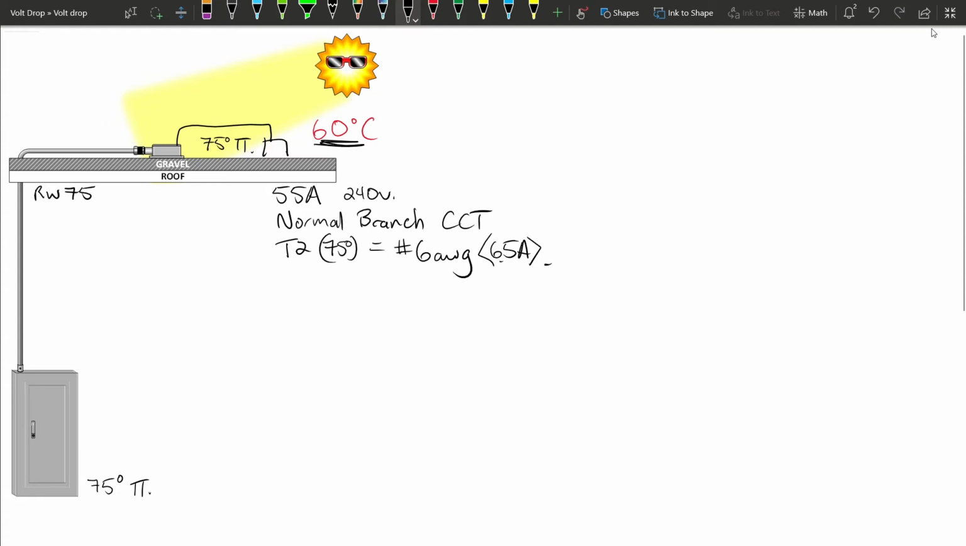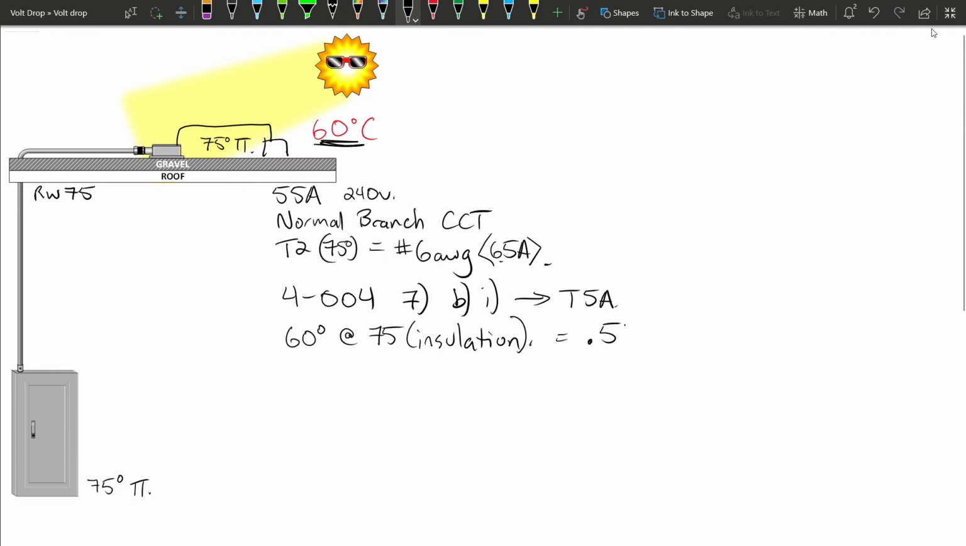So if we take a look at 4-004, Subrule 7, item B, item I, tells me that if I have higher than 30 degree ambient temperature, we are going to take a trip to table 5A. And table 5A, if I look at the table on the left-hand side, it gives me the ambient temperatures, and then as we follow through the rows, we're going to keep the insulation temperature in mind when we select this. Okay, so we know that our ambient temperature is 60 degrees at 75 degree insulation here. Tells me that we have a correction factor of 0.58. And what that means is, based on that 60 degree ambient temperature for that 75 degree insulation, we have a reduced ampacity of 58%. We can handle essentially 58% of what that conductor can normally handle.